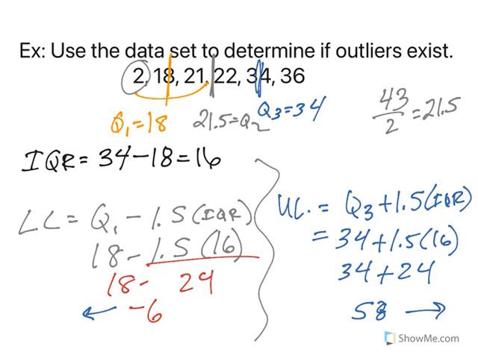You'll notice my smallest number is 2. My largest number is 36. So no, we have no outliers in this particular data set because they do not fall outside of the limits. All right, let's do one more.